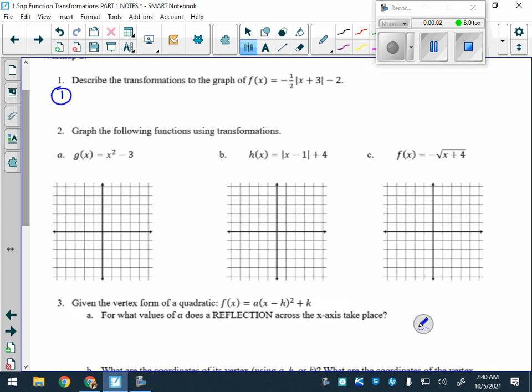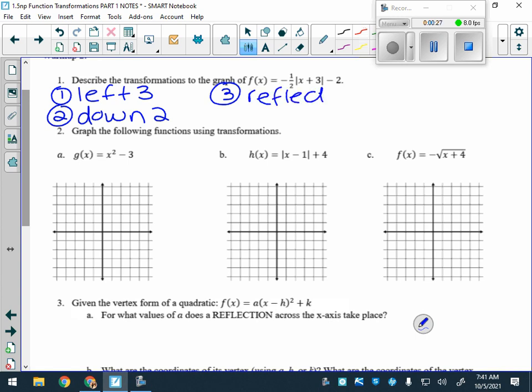Camilla, what is one transformation? Just one I needed. That's all right. Left 3. Good. And you already gave us the second one. Down 2. Okay. Stefan, what's another one? Good. Reflection over the x-axis. Good. And then one more, Liam.